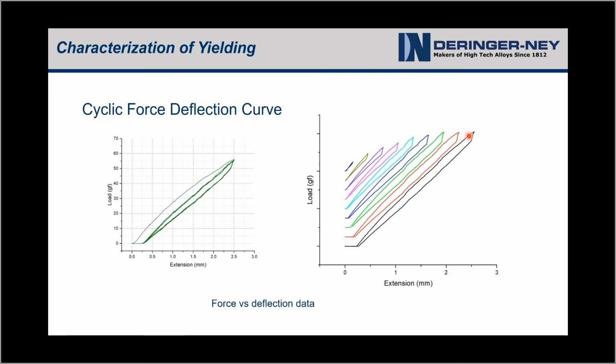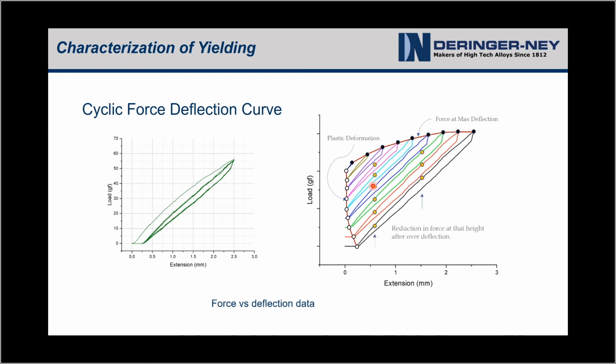So we take this to understand the behavior of yielding and elastic versus plastic behavior of the contact. We take this set of cyclic deflection curves, and we generate a couple of curves from this. So we have our max force at deflection. We have how much plastic deformation was at each of those cycles.